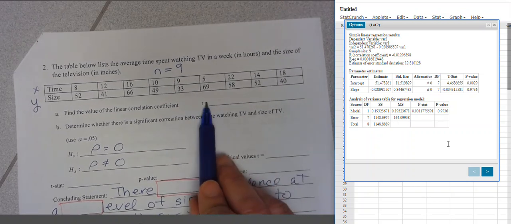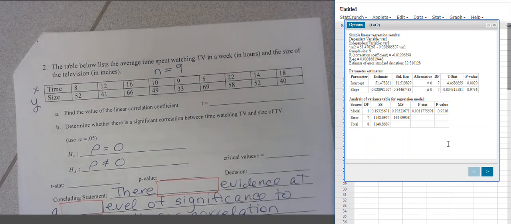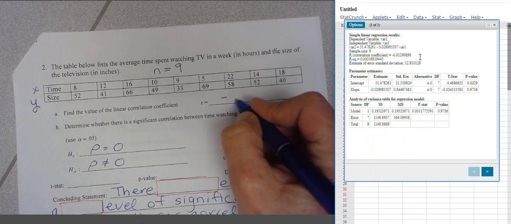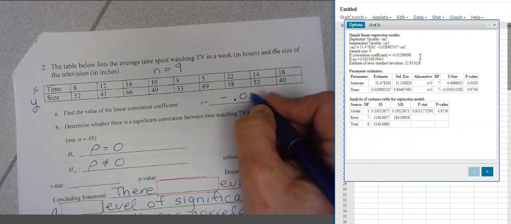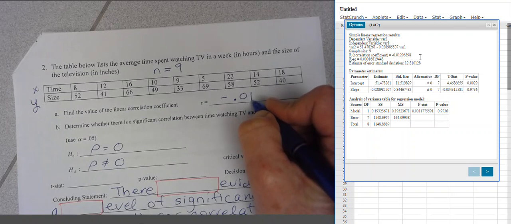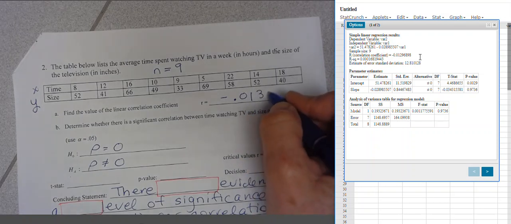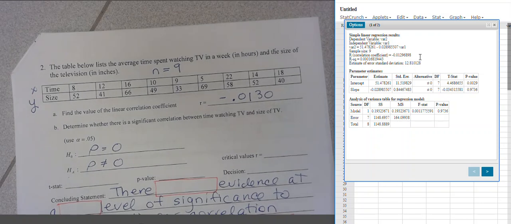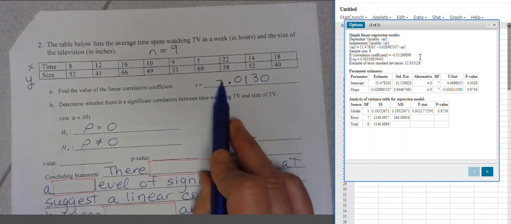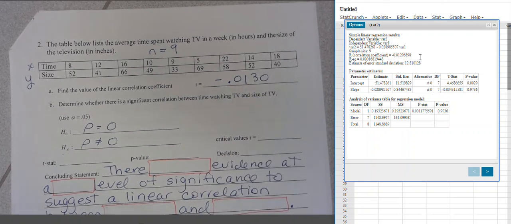What do we have for R? R is negative 0.01. Wow. So that is almost 0, but it's not exactly 0. We'll go with negative 0.0130. Almost 0. So that's kind of what I expected. Slightly negative, a little bit of negative correlation going on, but not much.